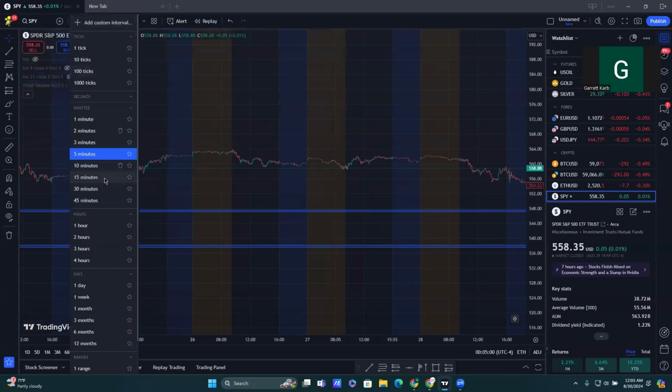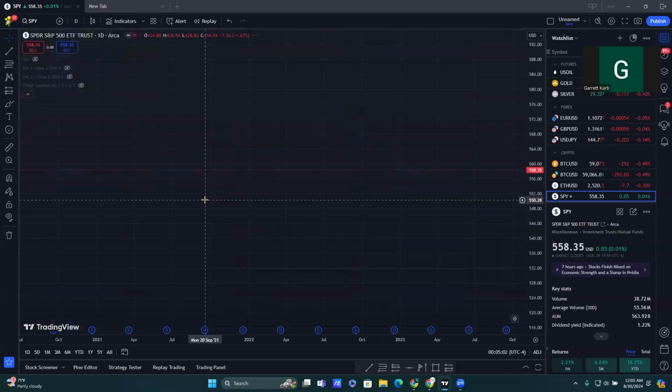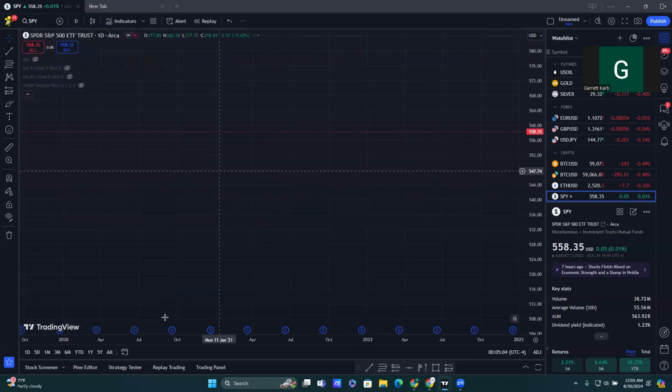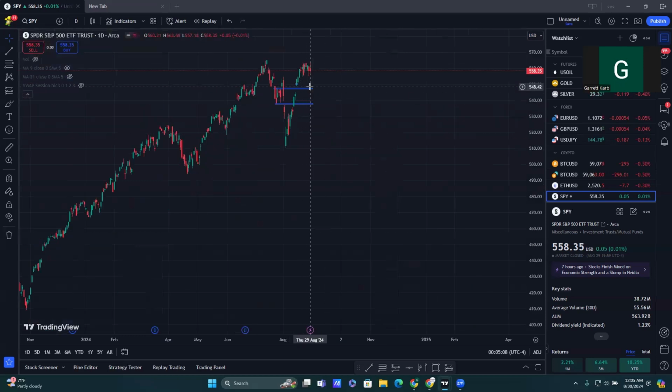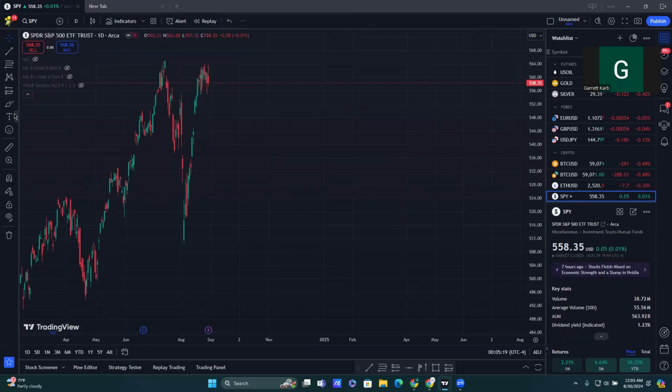So that was the 5-minute charts. Let's move to the 1-day chart. So now each of these candlesticks will represent 1 day in time. And now what's going to happen is we're going to draw these guys.